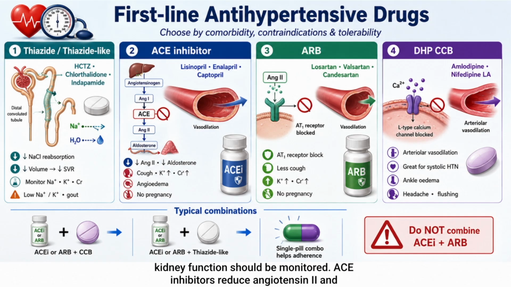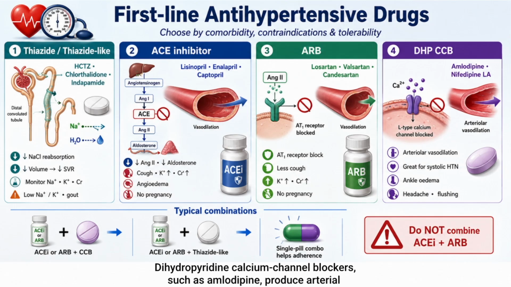ACE inhibitors reduce angiotensin II and aldosterone. They may cause cough, hyperkalemia, increased creatinine, or rarely angioedema. ARBs have similar effects but are less likely to cause cough. Both require monitoring of potassium and kidney function and should not be used during pregnancy.